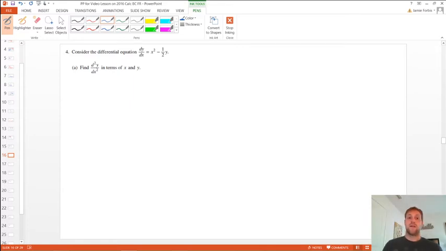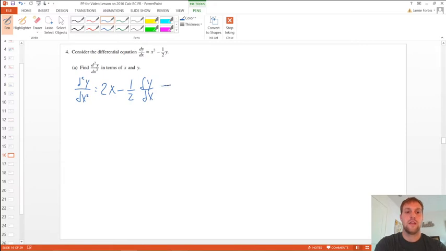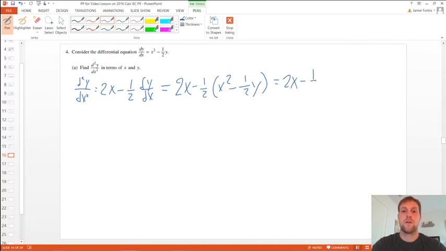Cool. Let's find the second derivative. So we're just going to find the derivative of this in terms of x and y, which we've done plenty of times. So d2y over dx squared is equal to 2x minus 1/2 dy over dx when I take the derivative. And when I plug dy over dx back into it, I get 2x minus 1/2 times x squared minus 1/2 y, which, leaving your answer like that is completely fine, but I distributed the 1/2 for the heck of it and said it was 2x minus 1/2 x squared plus 1/4 y.